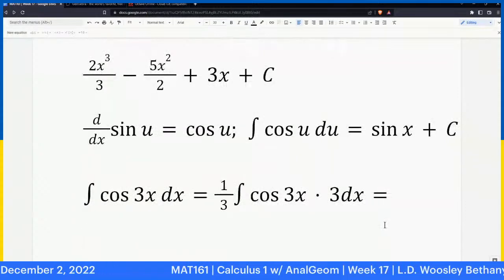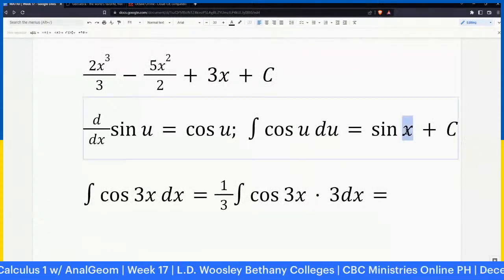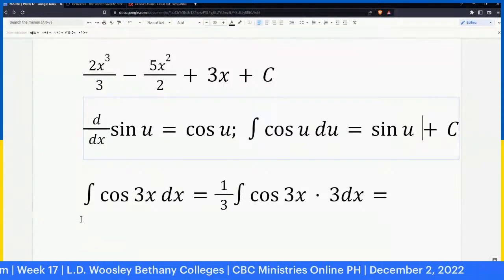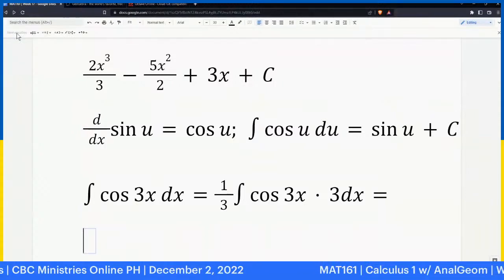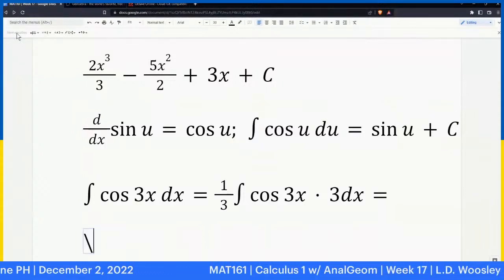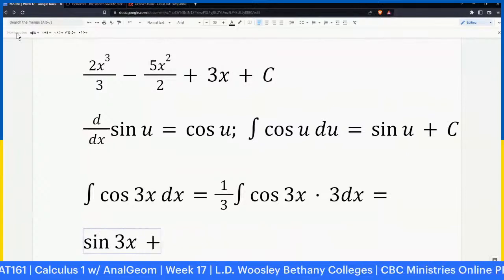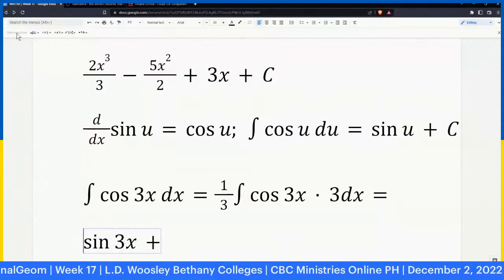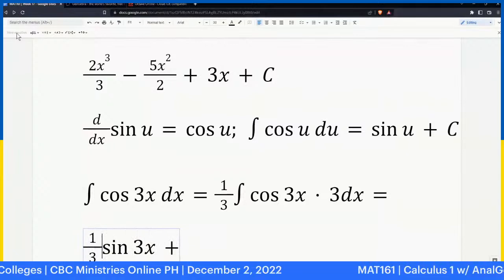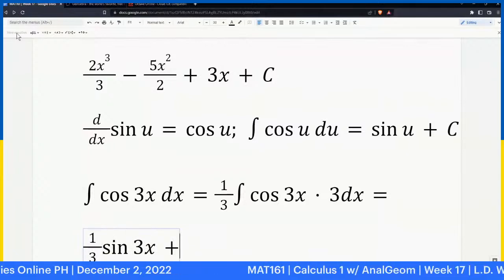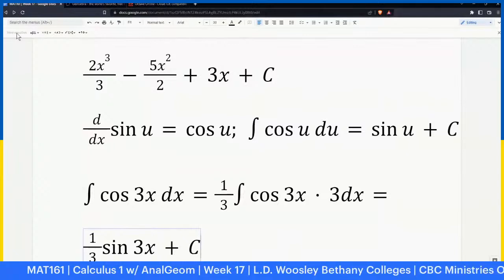Alright. So here, na-satisfy na yung sin u du. So this had been satisfied already. So therefore, cosine u du, sin u. Sin u which is sin 3x plus c. Don't forget the 1/3 here. Yung 1/3 ay nandun pa rin. Okay ba guys? Question?